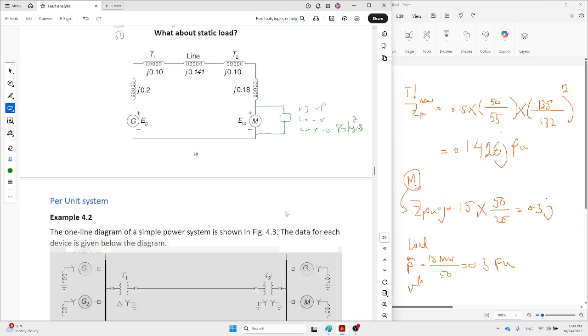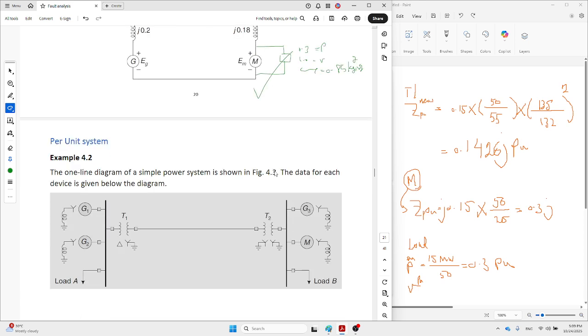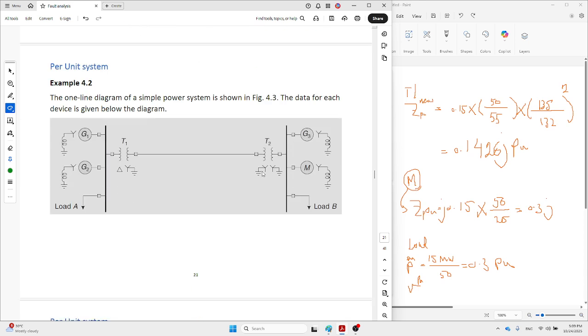Okay, so done. This is our system. In this system, you can see we have two generators at the left-hand side, generator 1 and 2, where the neutral point is here. The neutral point is grounded using a reactor. Then a transformer, whose primary side is delta and the secondary side is Y directly grounded.